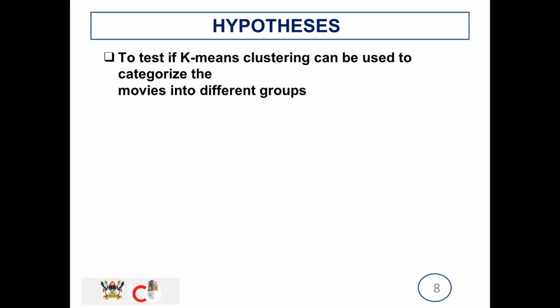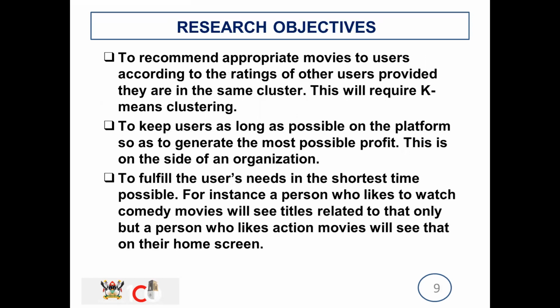And here is the hypothesis: if K-means clustering can be used to categorize the movies into different groups, the objective is to recommend appropriate movies to users according to the ratings of other movies provided in the same cluster. Here again, K-means clustering comes in. It categorizes the movies into different groups, if it's action, if it's this, if it's that, in the same category. On the business side, the system keeps users on the platform as long as possible to generate the most possible profits. This is on the side of the organization, for example Netflix, YouTube. It fulfills the user's needs in the shortest time possible.